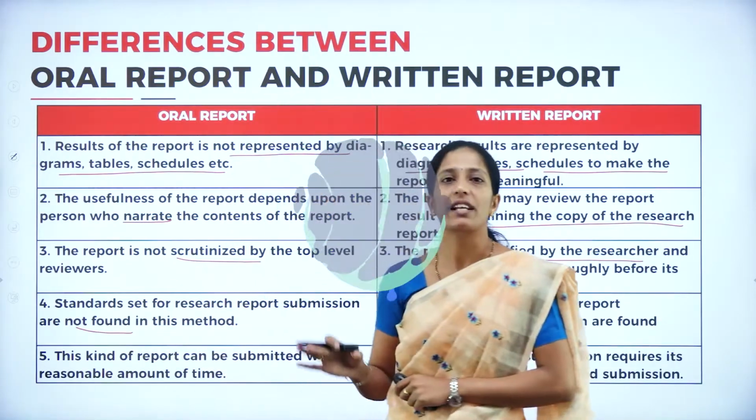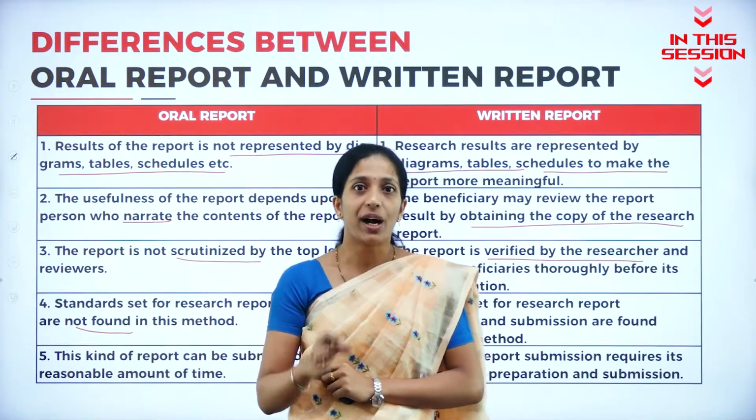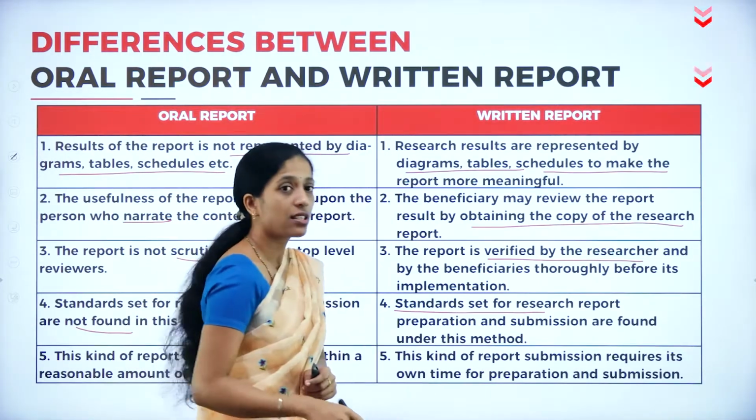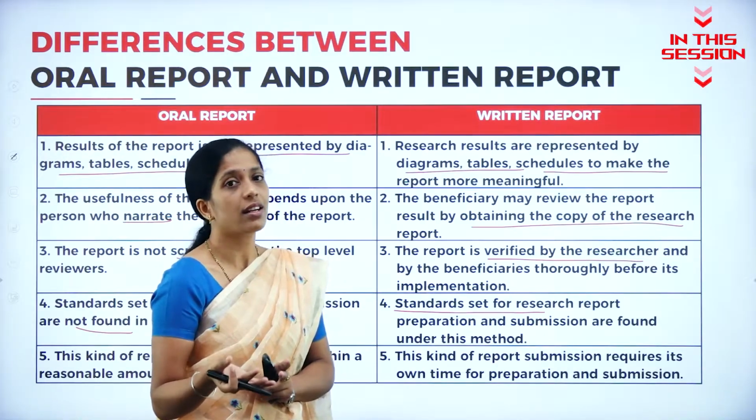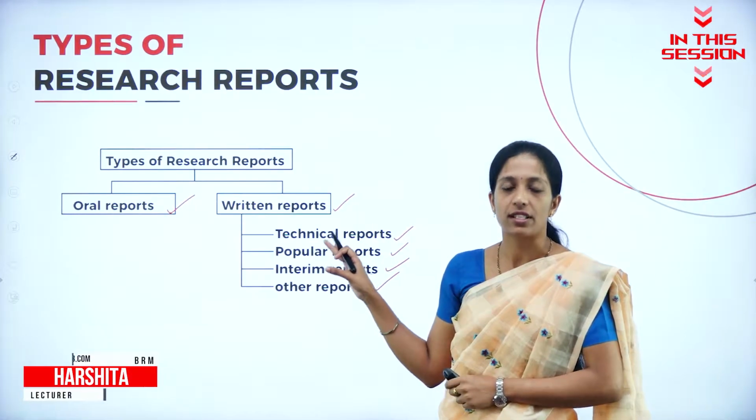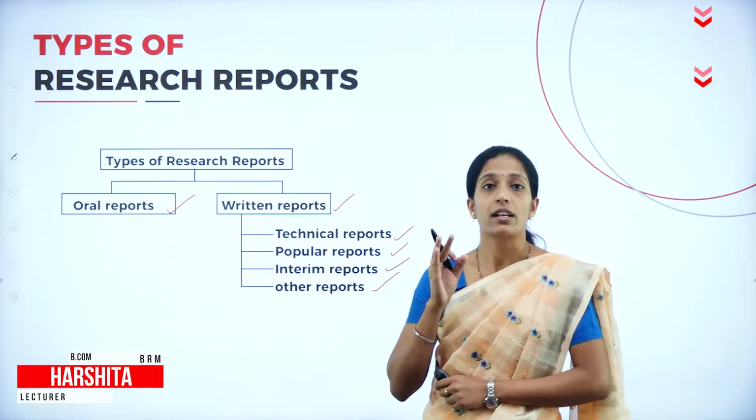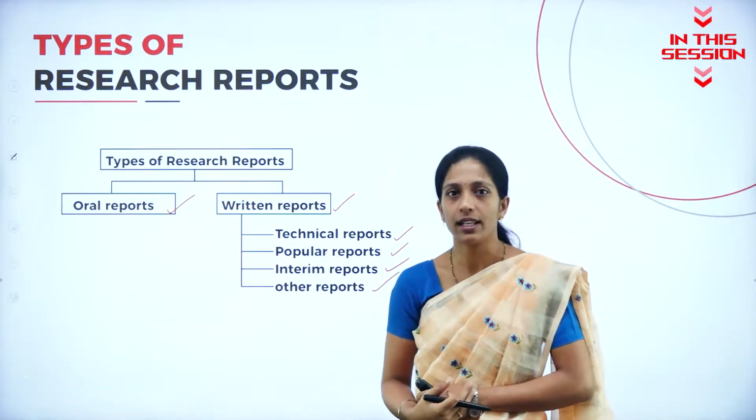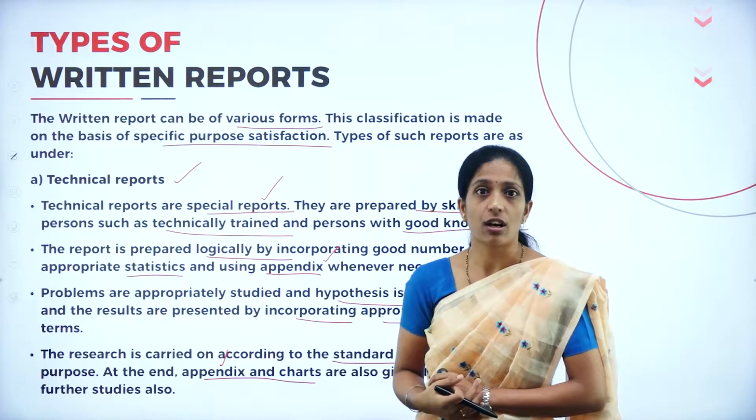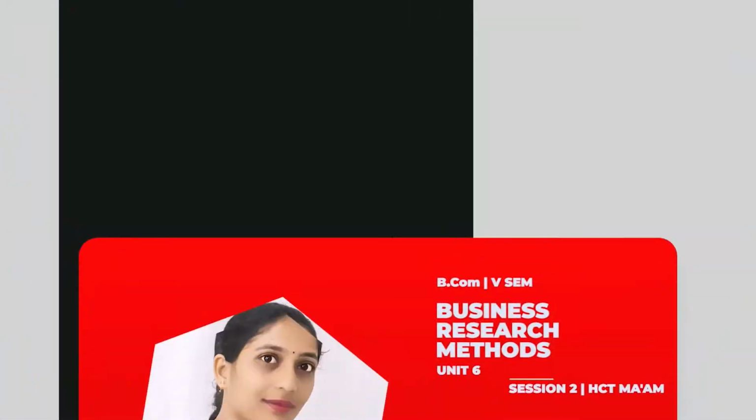So there is no particular standard in order to communicate the oral report. But coming to the written report, there are certain standards which are set for how the written report has to be presented. So these are the main types of research report. The whole research report has been divided into two types, that is oral report as well as written report. At the same time, charts and graphs are used in order to explain the concept more precisely. So these tools are being used.